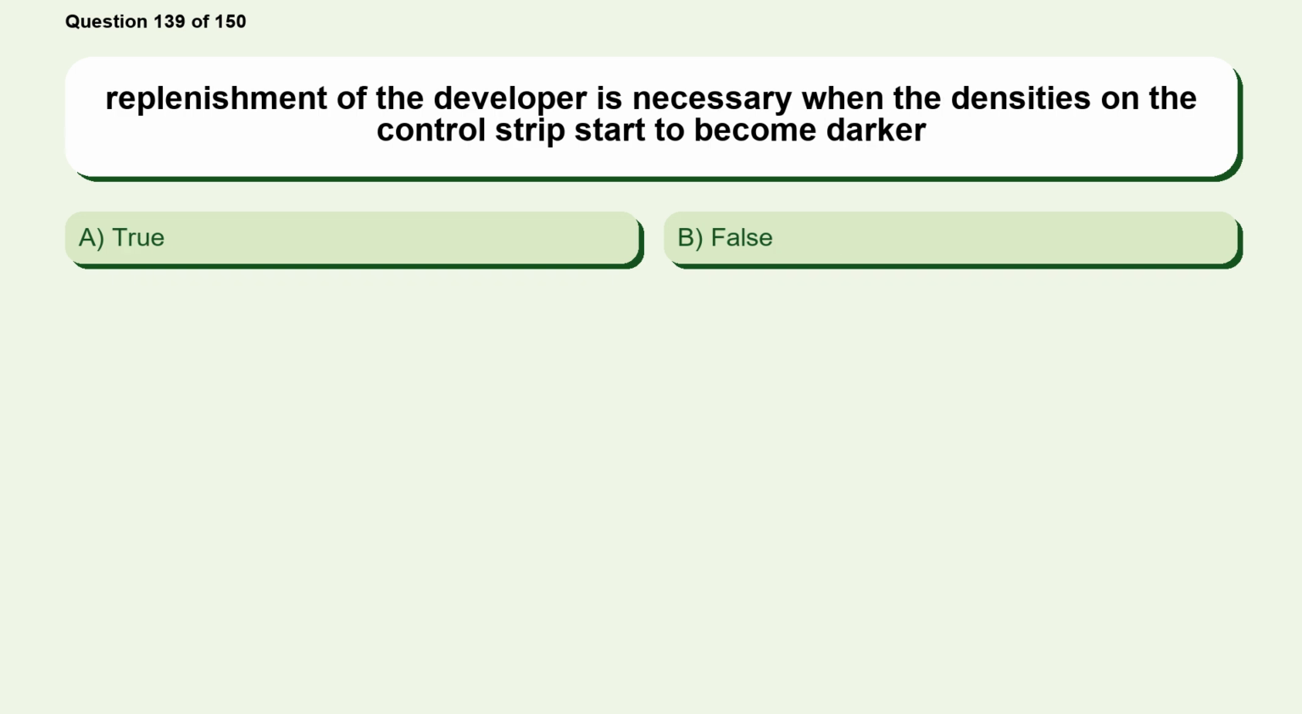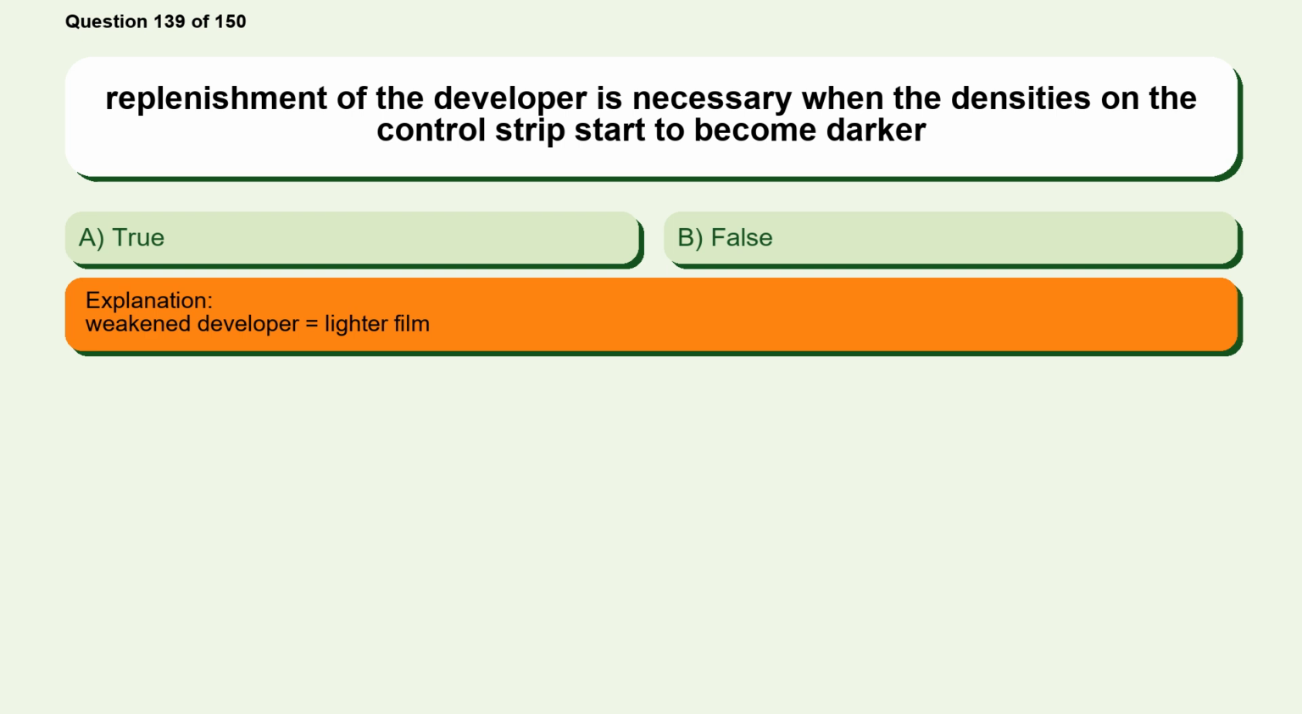Question 139. Replenishment of the developer is necessary when the densities on the control strip start to become darker. Option A, true. Option B, false. The correct answer is option false. Weakened developer equals lighter film.